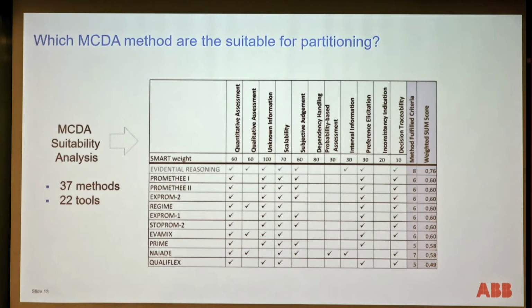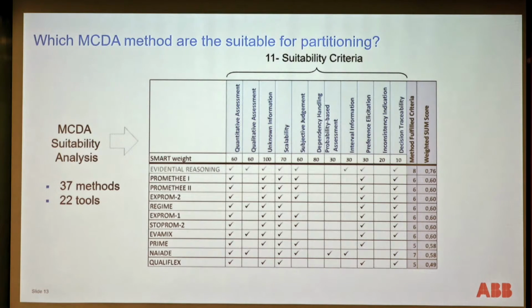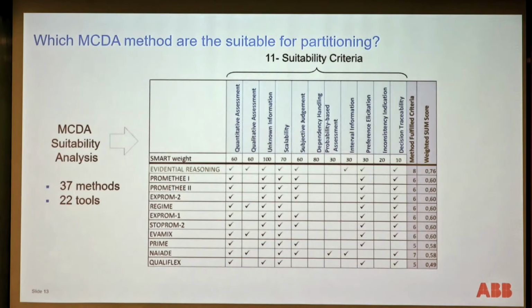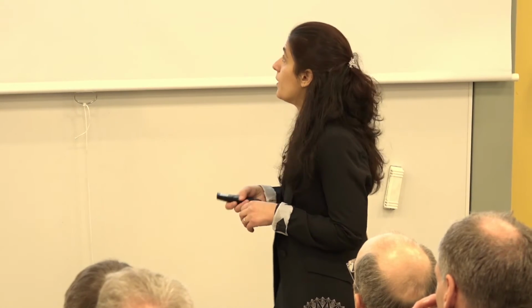Based on this analysis, with the support of experts, we identified 11 suitability criteria to categorize whether the methods were suitable or not. Based on this, we performed the ranking of these methods and tools, and we found that evidential reasoning was the most suitable, even though there is no method that fulfills all of the 11 suitability criteria. But with some modification, the method can be applied in our case.